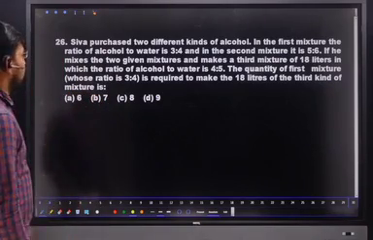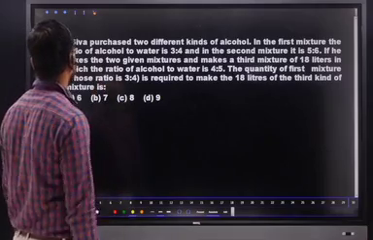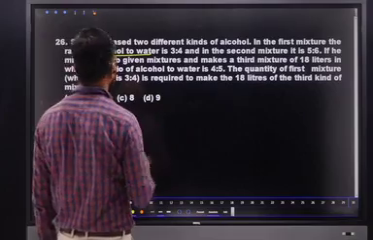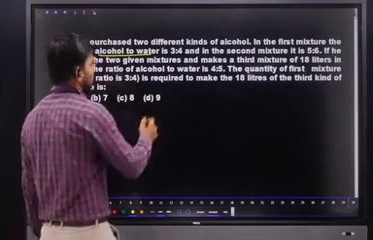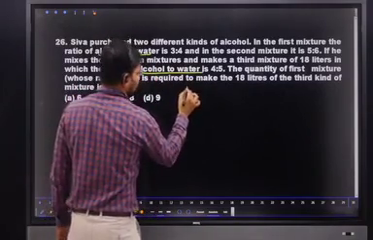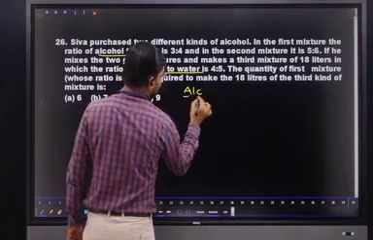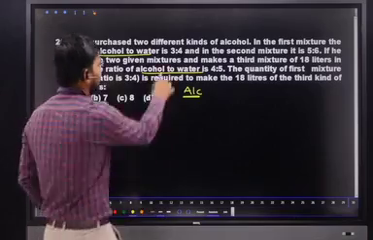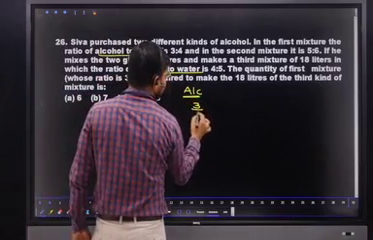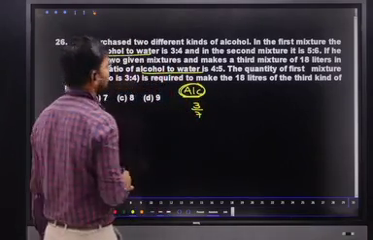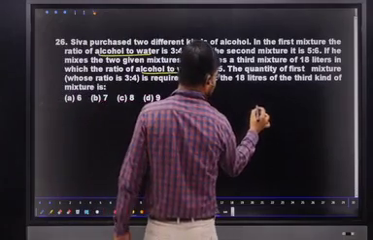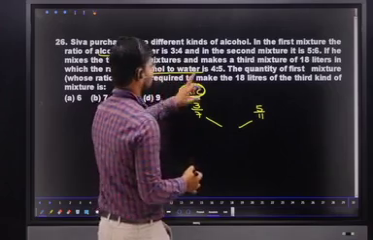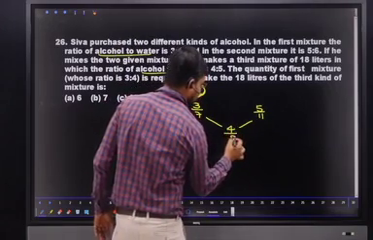Here, two varieties are there. One is alcohol to water, 3 is to 4, and the second mixture is also the same, alcohol to water. So I am going to solve based upon alcohol. Alcohol in the first one: 3 parts out of 7 parts. Second vessel: 5 parts out of 11 parts. In the mixture also alcohol to water, 4 parts out of 9 parts.